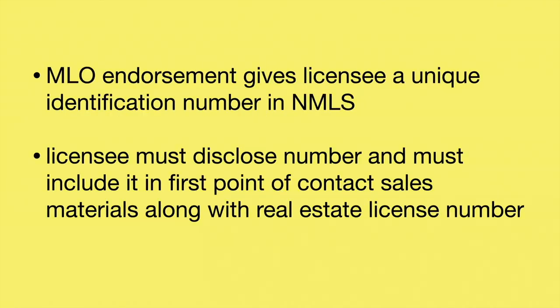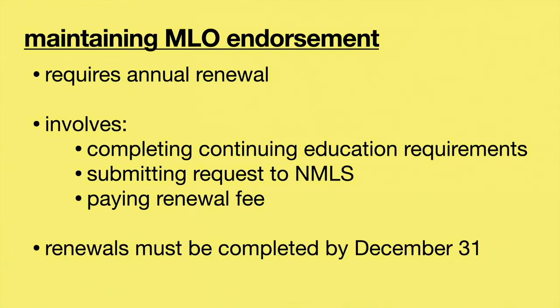An MLO endorsement gives the licensee a unique identification number in the NMLS. The licensee must disclose this number and must include it in first point of contact sales materials, along with the real estate license number. Maintaining an MLO endorsement requires annual renewal, which involves completing continuing education requirements, submitting a request to the NMLS, and paying a renewal fee. Renewals must be completed by December 31st.